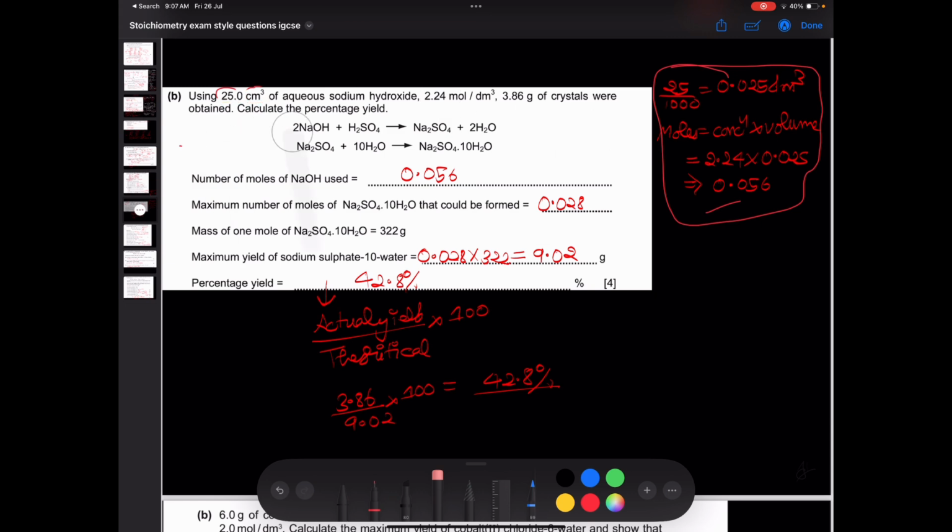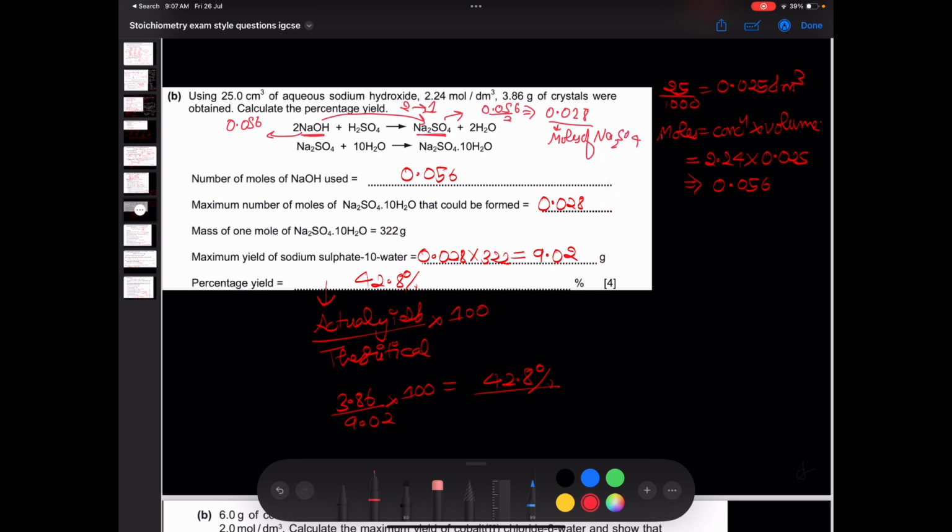Now maximum mass of this that can be formed, sodium sulfate hydrated form. Now again, just simply check the ratio. You got the moles of this species here 0.056. What is the ratio between NaOH and Na2SO4? The ratio is 2:1. Means Na2SO4 will have 0.056 by 2 number of moles, that is 0.028. What is this? These are the moles of Na2SO4 that I just found out.